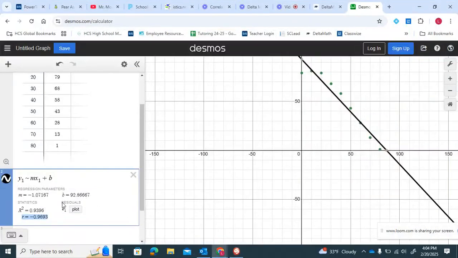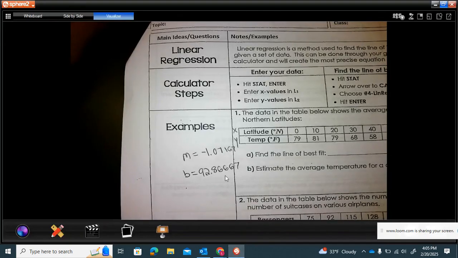So if I look at my Desmos here, m is equal to negative 1.07167. And b is equal to 92.866. Was that three sixes? 6667. Okay, so it's 3, 6, and a 7. So what I did is I just copied that down on my sheet.